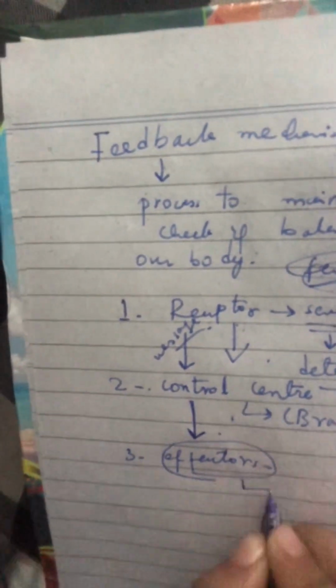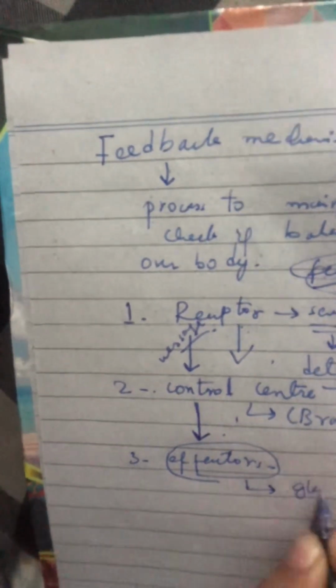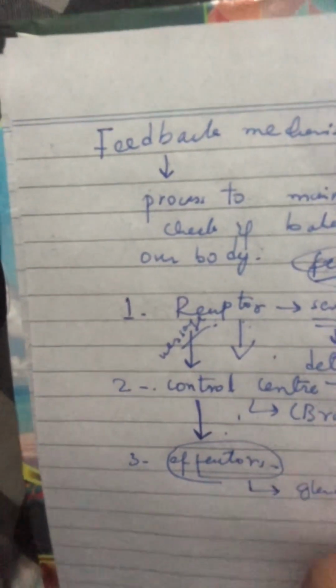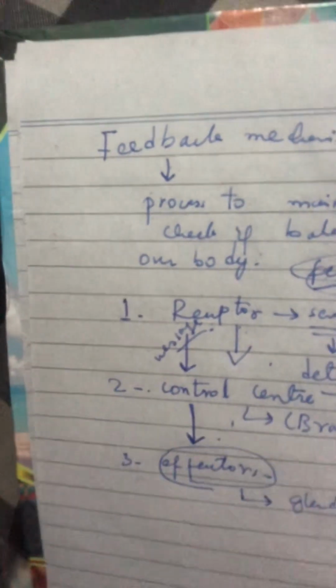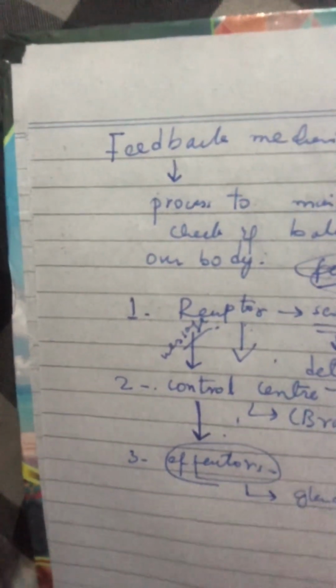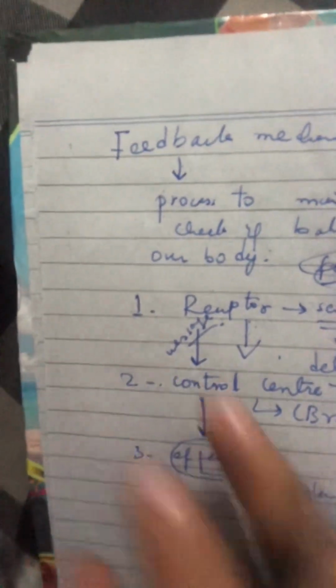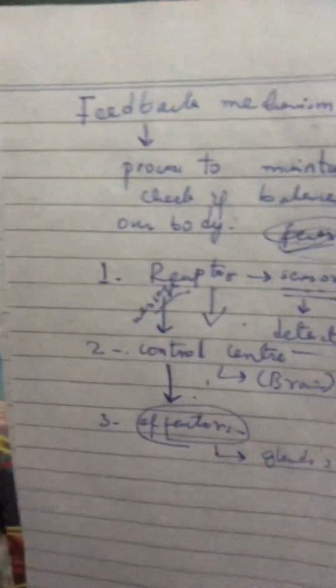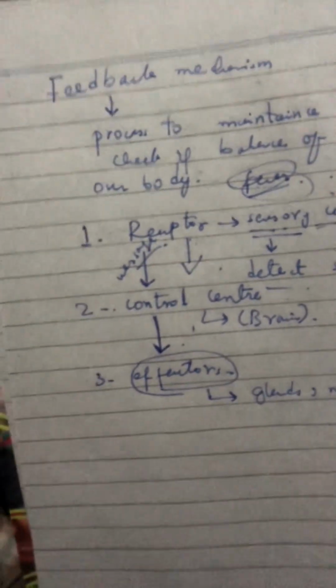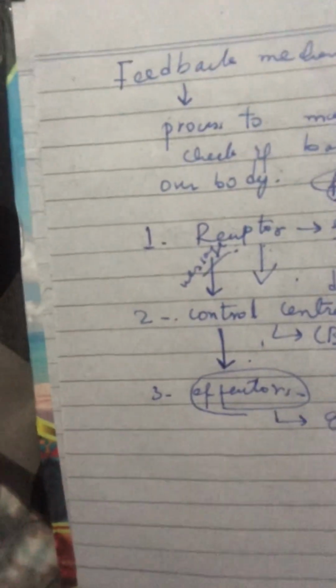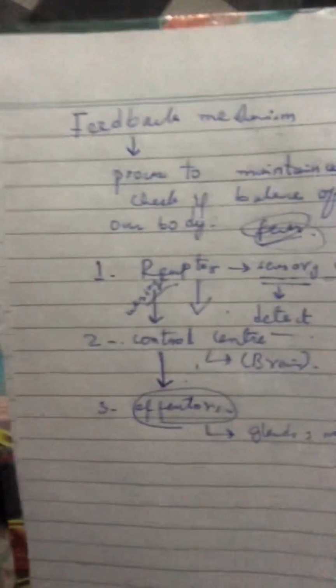We have effectors like glands and muscles, so they will change that towards the normal conditions. So these are the three organs that are involved in responding to any change occurring in our internal environment.